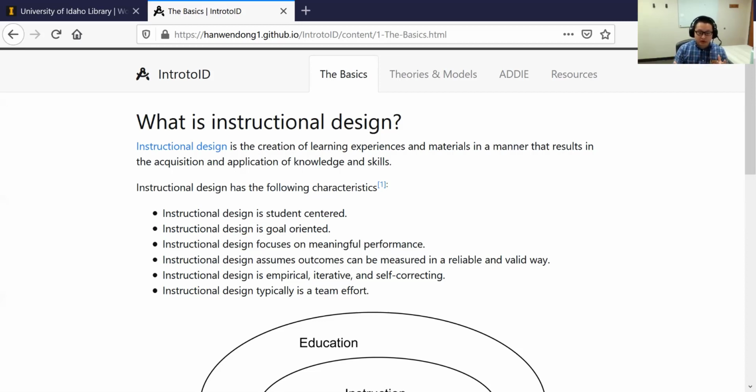In schools, grades are one way to assess student performance, but instructional design focuses on applying classroom knowledge to real world settings. It assumes that outcomes can be measured in a reliable and valid way. This can be achieved as long as we create valid and reliable assessment instruments. It is empirical, iterative, and self-correcting. We'll come back to this when we talk about the instructional design process, and this will become more clear.